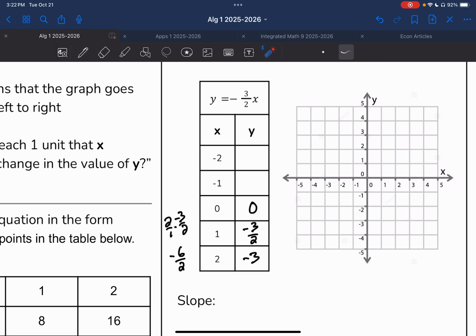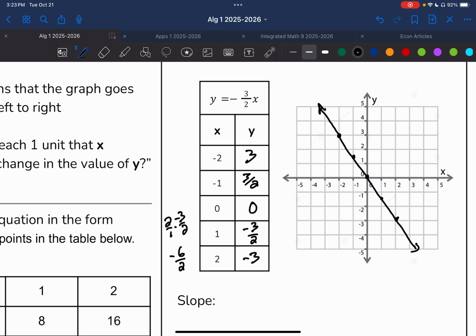And we notice up here we're essentially doing the same thing, except you have one more negative. So now -1 times -3/2, that's going to become +3/2, right? Because a negative times a negative is a positive. If we go ahead and graph it, we have -2, -3, -1 and 3 halves, and 3 halves is halfway between 1 and 2. 0, 0, 1, -3 halves, 2, -3, like that. The line goes down that way.